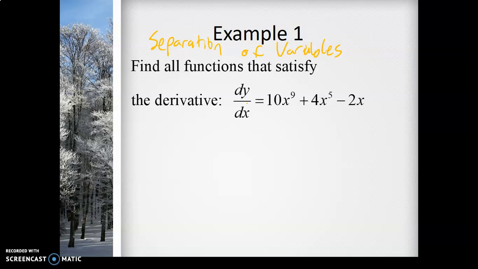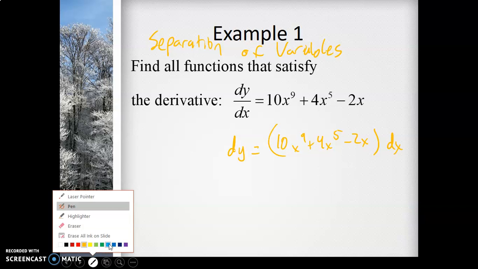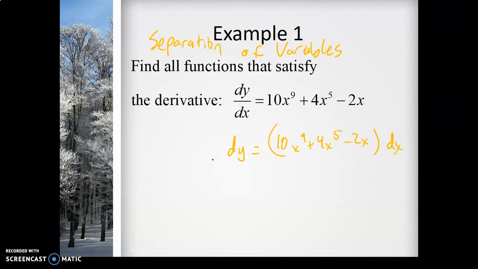On this one, the only thing you have to do to separate the variables is multiply the dx over. So dy equals 10x to the 9th plus 4x to the 5th minus 2x times dx. To find the functions that satisfy this, it wants to know what y is, not what dy is. So once we have y on one side and x on the other side, we can integrate. The integral of 1 dy is y, or y plus c. But I only need to put one c in, so I'm going to wait until I finish the other side.